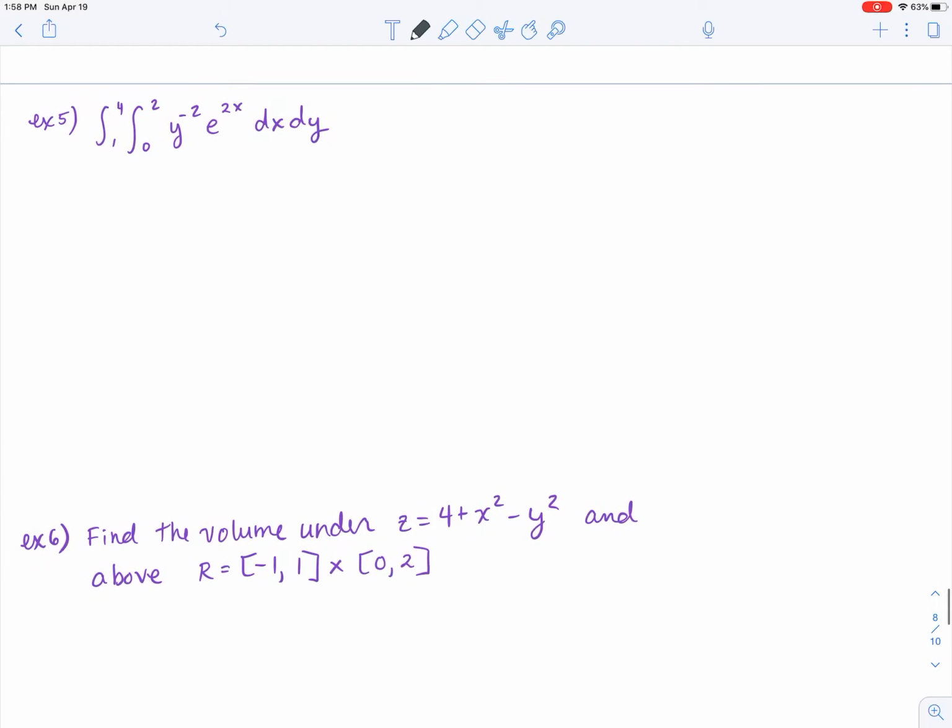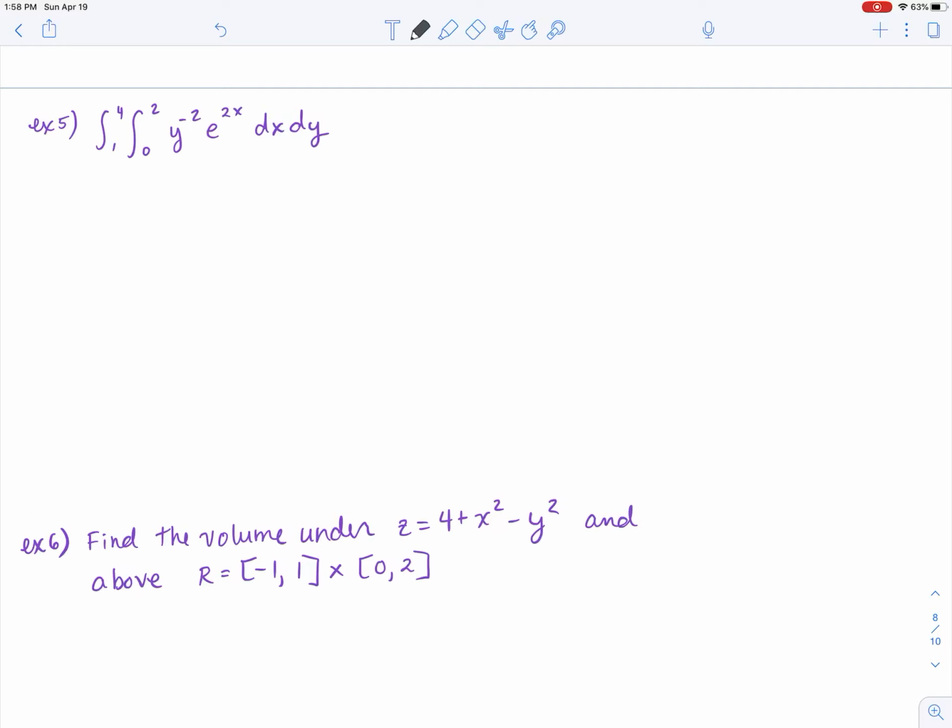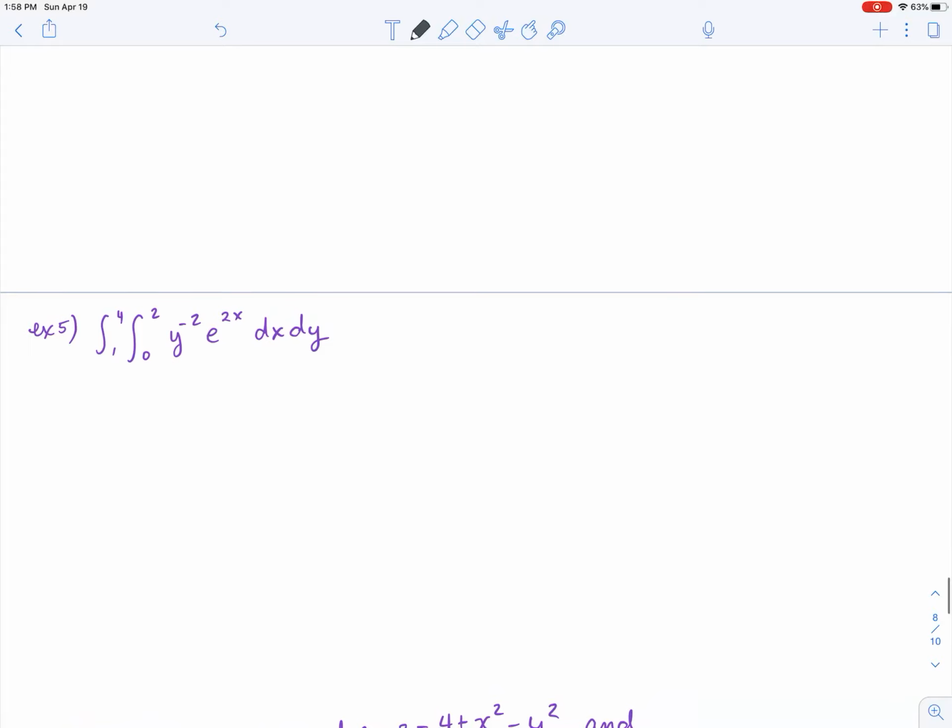This next example, example 5. It's actually a little rule I want to give you. So this is for a surface that can be broken up into the product of a function in terms of x and a function in terms of y. And it has to be over a rectangle. So you need those two conditions to use this theorem.